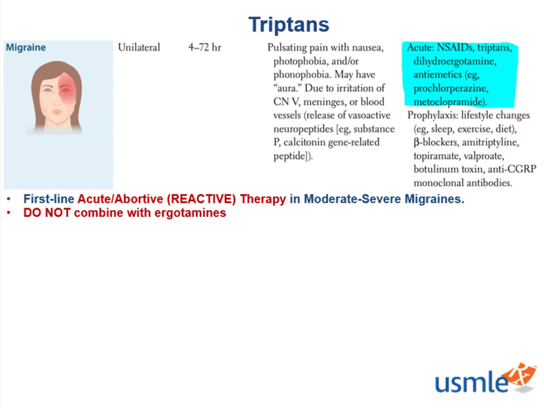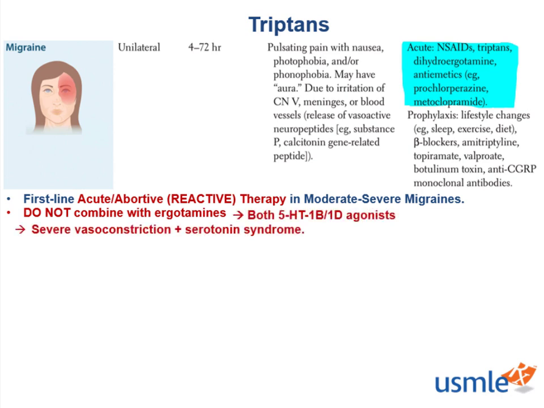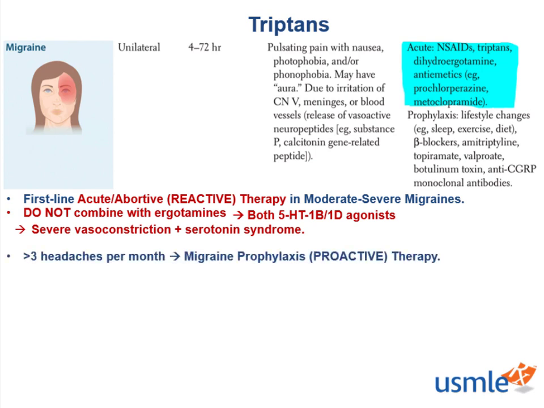This is because ergotamines and triptans both are serotonin 1B, 1D agonists and can cause severe vasoconstriction, potentially even a myocardial infarction and the serotonin syndrome. Another key thing to understand is that if a patient, in general, has more than 3 headaches a month, migraine prophylaxis may be indicated using the agents shown here in the table. These agents are proactive and prevent future headaches, unlike triptans.